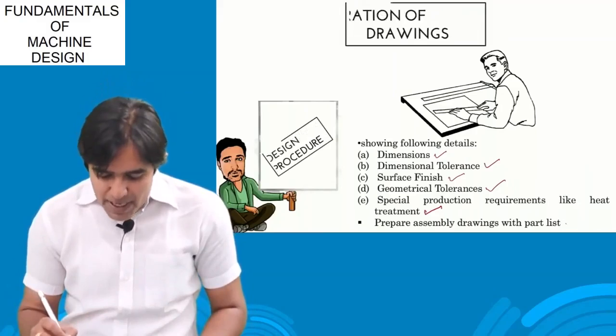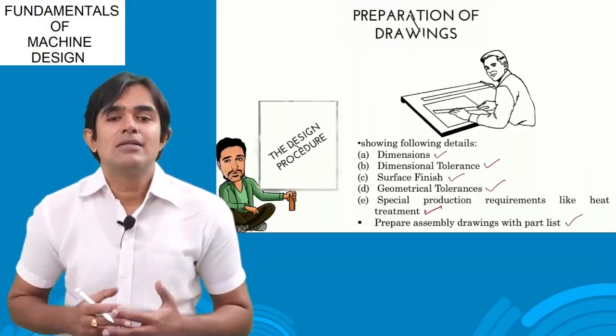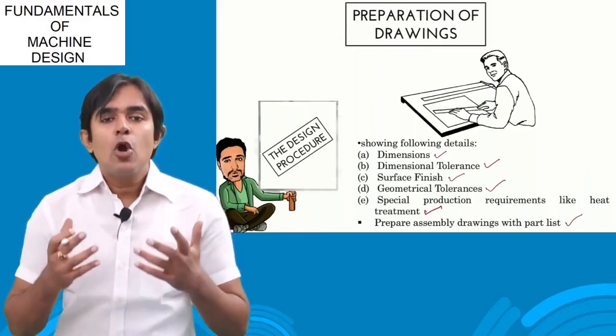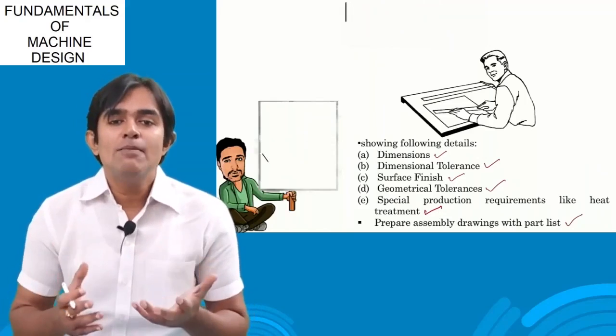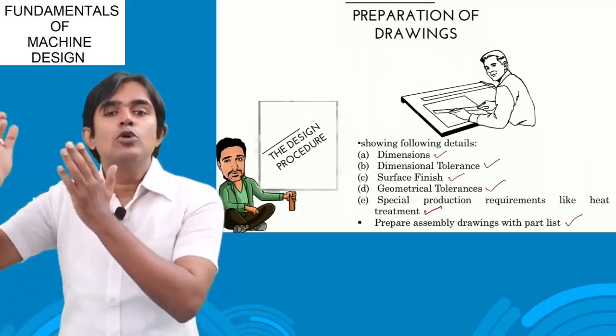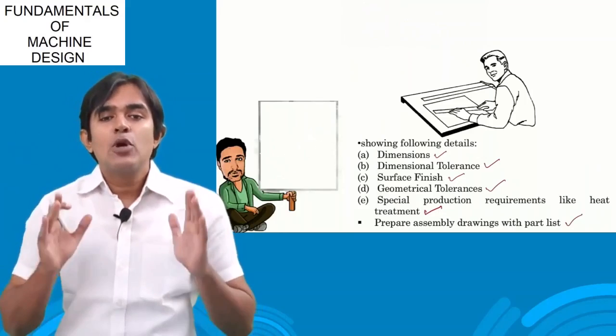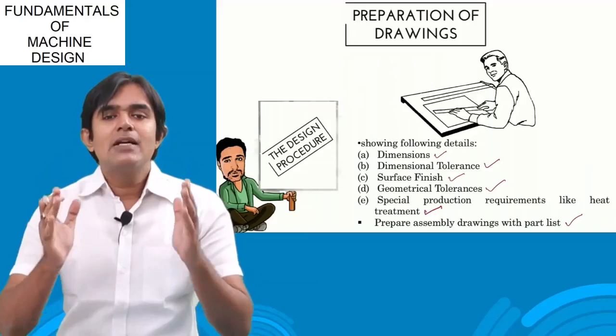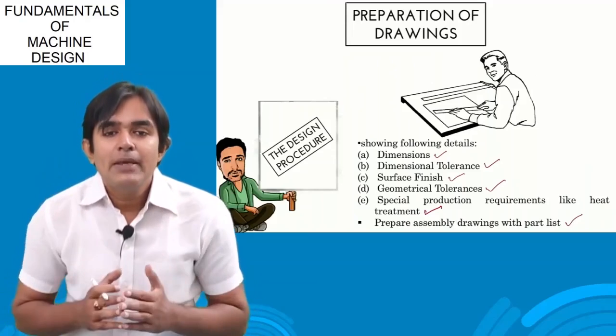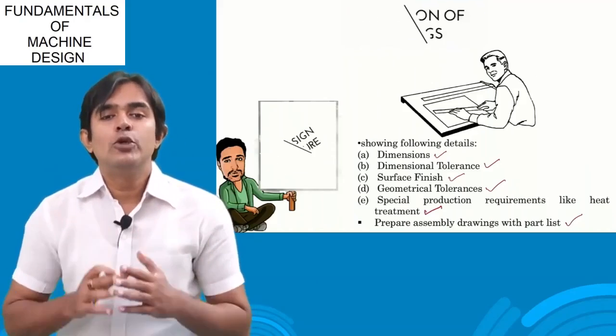Finally, I need to prepare the assembly drawings with the part list so that the drawing is generated in such a manner that when it goes to the production department, there is no confusion at all. The production people can easily find out from the drawings what is happening and what they exactly need to do.